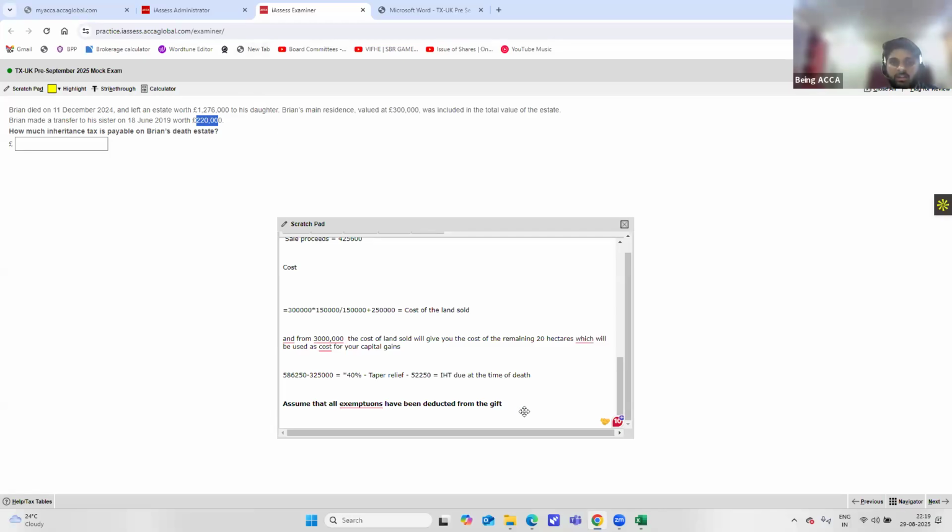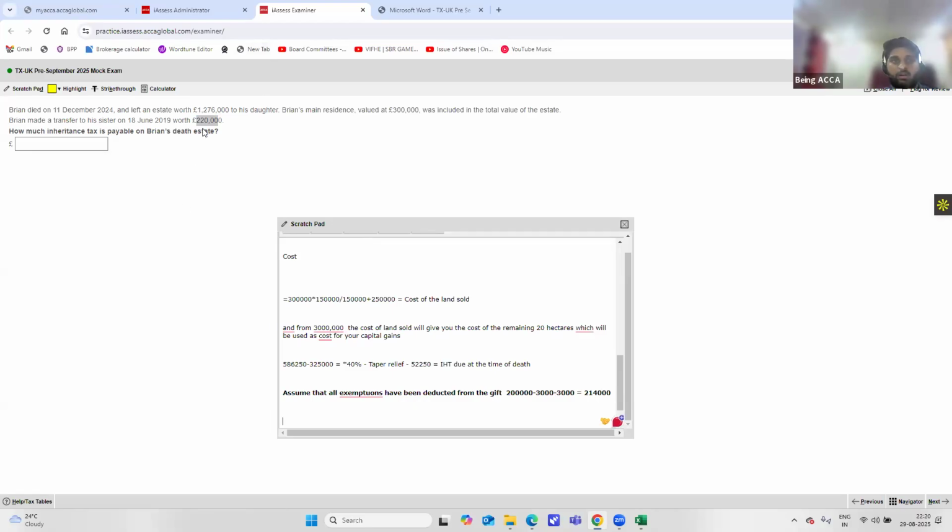So that means the value of this gift would be 220,000 minus 3,000 minus 3,000. That will be the value of the gift. Always look for it. Every time in inheritance tax, if it is not given, then you should be deducting the annual exemption amounts. But if it says, net of all the exemptions, then the gift value itself should be taken. So the gift value is now 214,000, which will be using up the nil rate band. So the nil rate band available on death would be 325,000 minus 214,000.